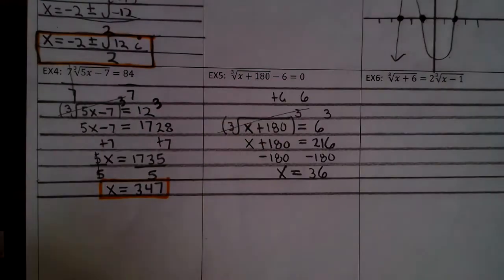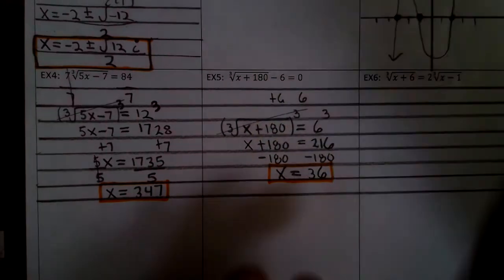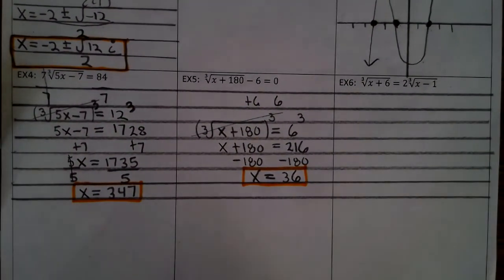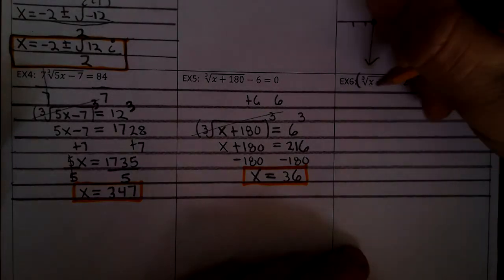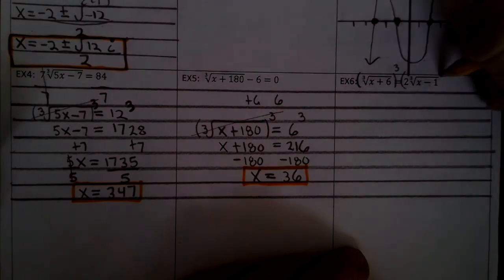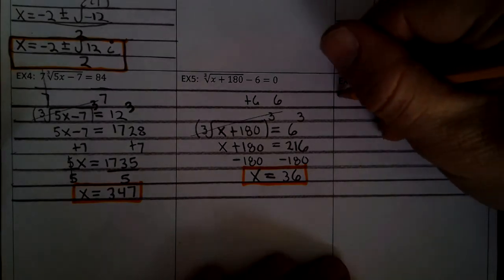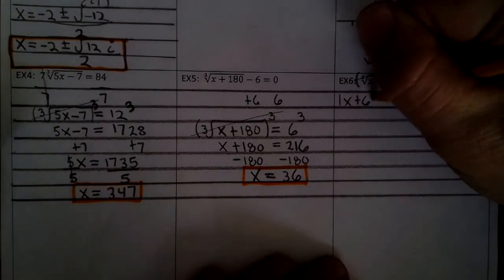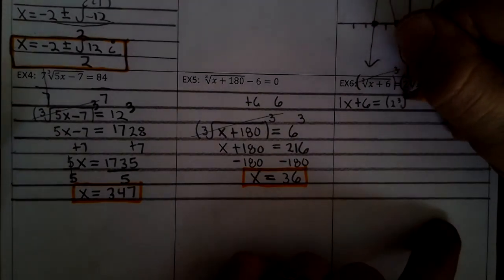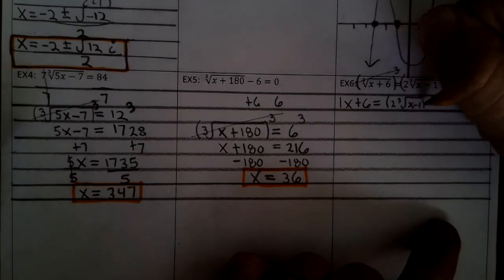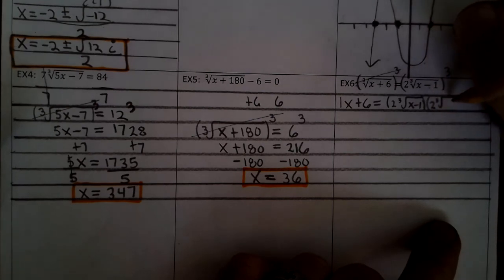All right, last example, example 6. Now the cube roots are, as I said, you're going to have to cube both sides. So then that becomes power of 1. You're left with 1x plus 6 equals, now when you cube this, there's 3 of them. So 2 cube root of x minus 1 times 2 cube root of x minus 1 times 2 cube root of x minus 1.